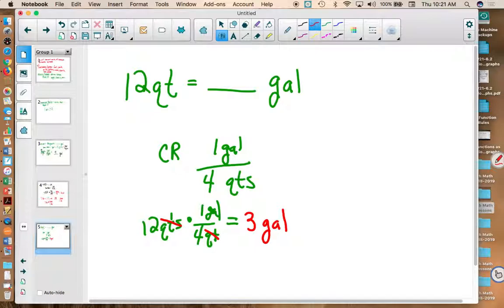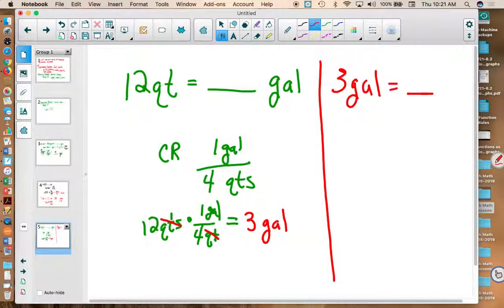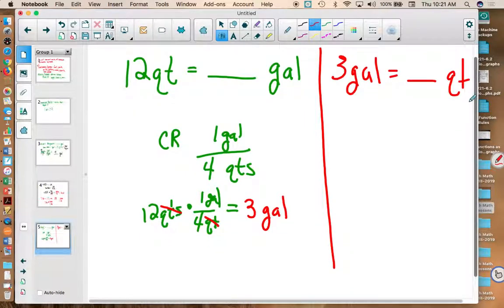When you make the decision, okay, what if I was going 3 gallons equals how many quarts? Okay? Again, we know that 1 gallon is 4 quarts, right? That here's the same. But now I want quarts to be left on my conversion when I convert. Okay? So I'm going to flip the way that I write it. And I'm going to say that this CR is 4 quarts per gallon.